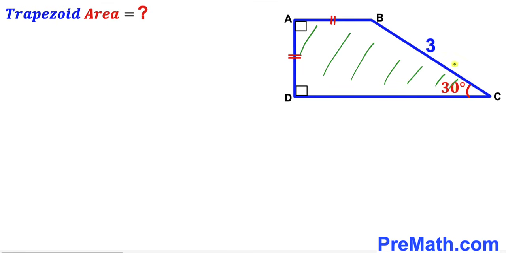In this given diagram, we have this blue trapezoid ABCD, such that this angle BCD is 30 degrees. Moreover, this side AB is equal to this side AD, and these two angles are 90 degrees each. Furthermore, this side BC is 3 units. Now our task is to calculate the area of this trapezoid ABCD.